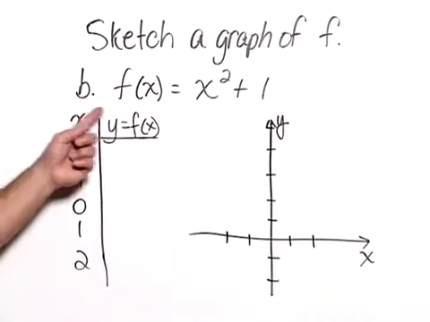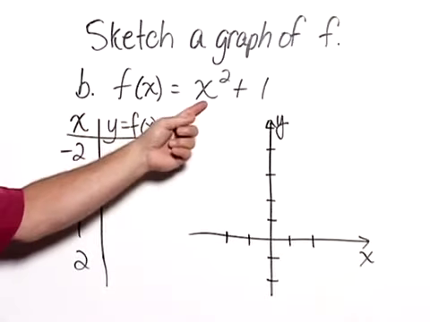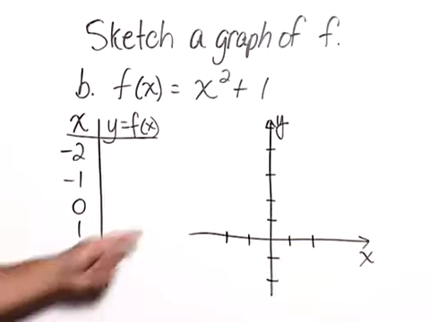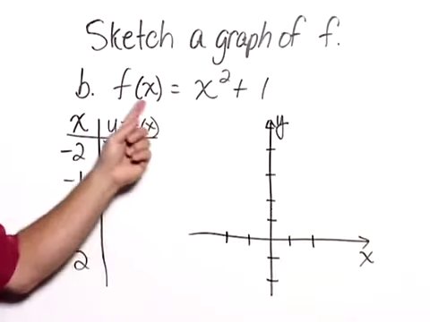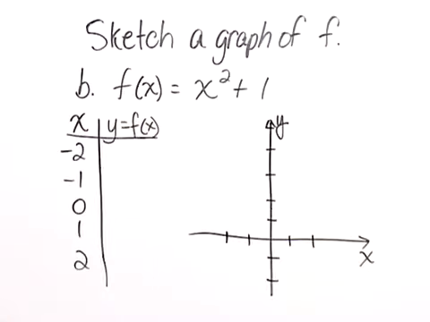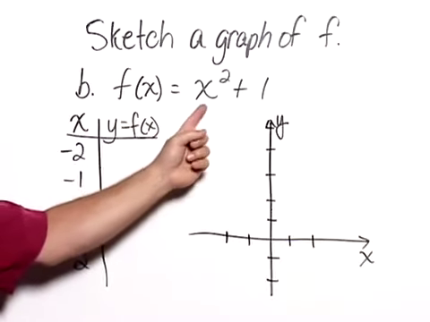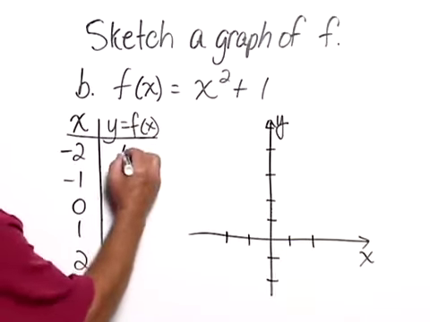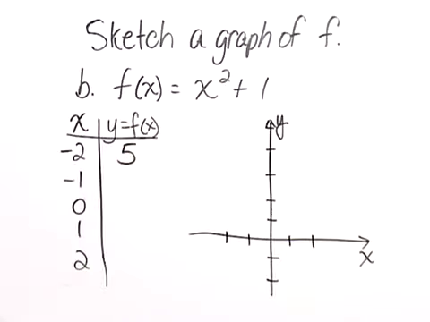For part B, we have f of x equals x squared plus 1. First, we ought to remember that this is the shape of a parabola, so we have an idea of what we're going to draw. Again, we will select values of x, substitute them in for x to calculate the value of f of x. So negative 2. Now negative 2 quantity squared is positive 4, plus 1 is 5.